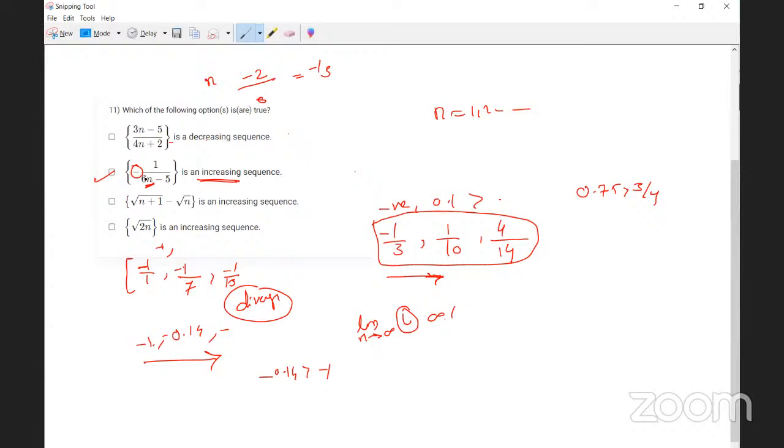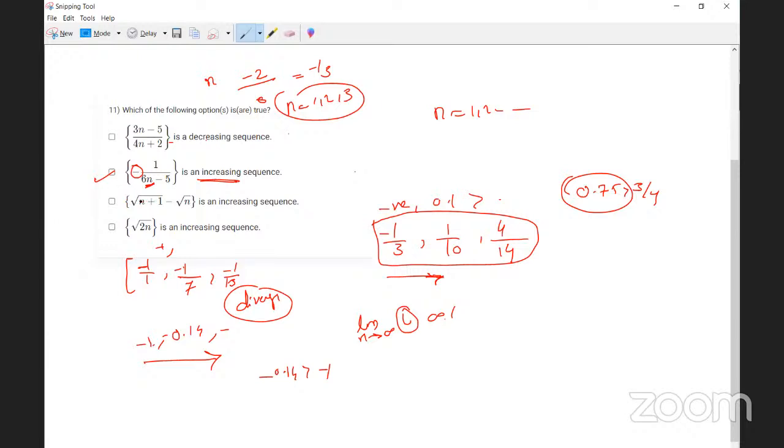Sir, how is the first option decreasing? It should be increasing, right? Right, it should be increasing, because as we put the value of n, it is increasing, tending towards 0.75. Minus 1 by 3, 1 by 10, 4 by 14. Just put the values n equals 1, 2, 3 and see whether the pattern is increasing or decreasing.